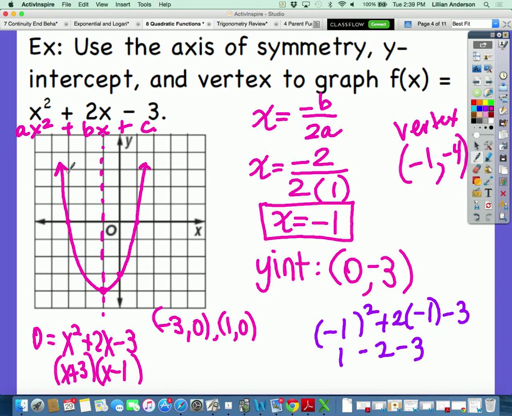Definitely, okay. Questions on graphing quadratics? Questions on finding the information?